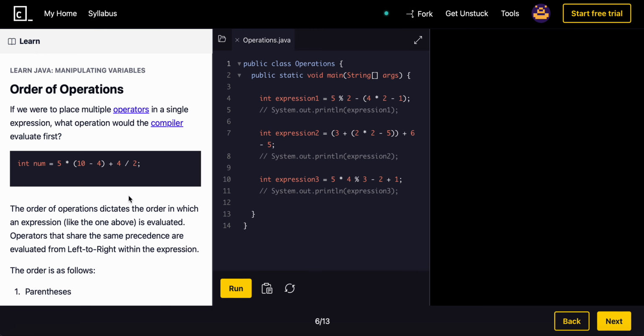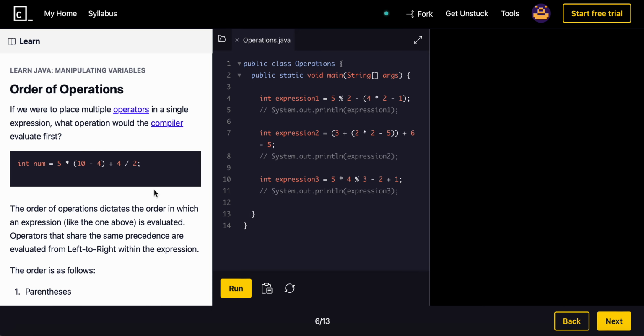Of course it would be the parentheses, so it'd go to 6. It would then go to times, correct? And then would it go to division or addition first? So that's what this video is about.